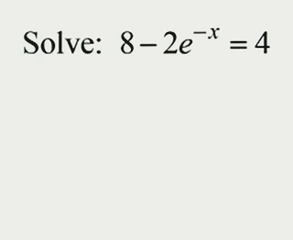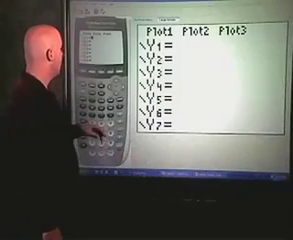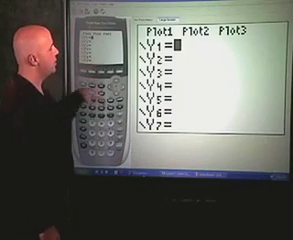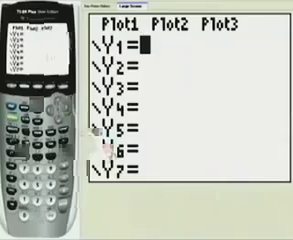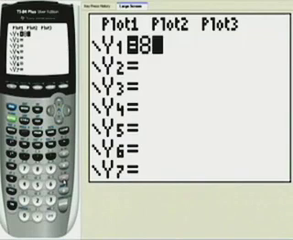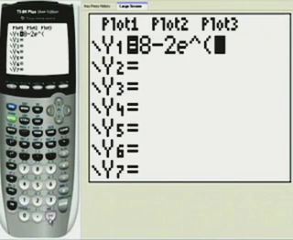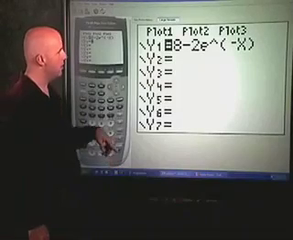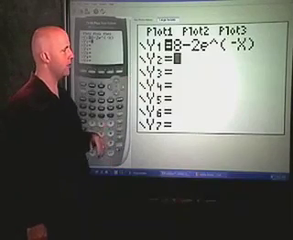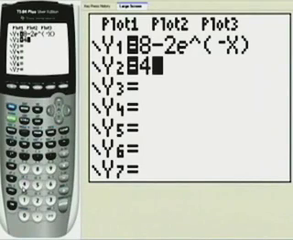Since we have expressions on both sides of the equation, we're going to enter the left side as y1 and the right side as y2. Go to our graphing calculator, hit our y equal to button. In y1, we're going to enter that left side, 8 minus 2 e to the negative x, close parentheses. Let's enter, and in y2 we enter the right side of our equation, which was the constant 4.